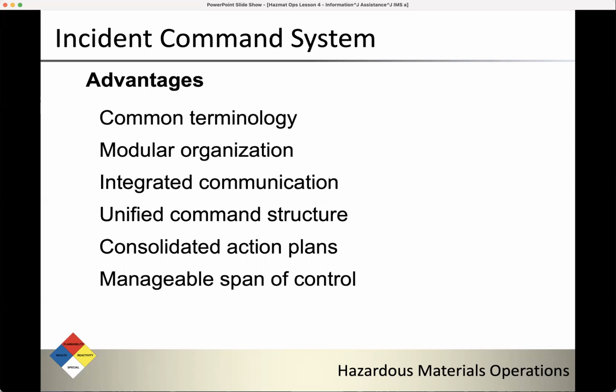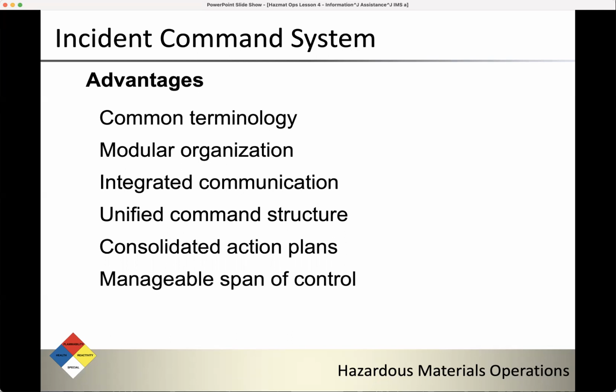What are some advantages of using the incident command system? There's common terminology. It's a modular organization style. It expands and contracts based on the needs of the incident. It provides an integrated communication program. It provides a unified command structure instead of multiple agencies trying to do their own separate thing. It provides a way for them to get together and handle a problem in a unified manner. It consolidates their action plans and also provides for a manageable span of control.